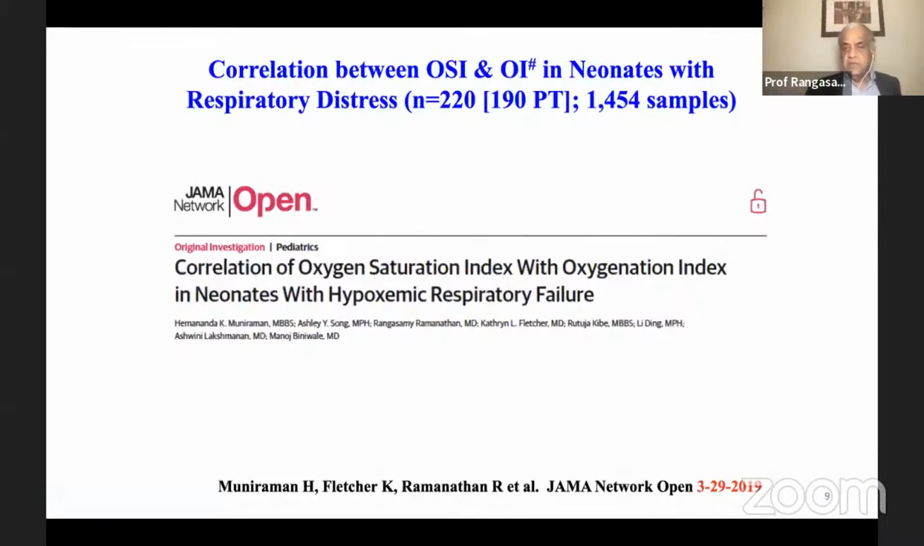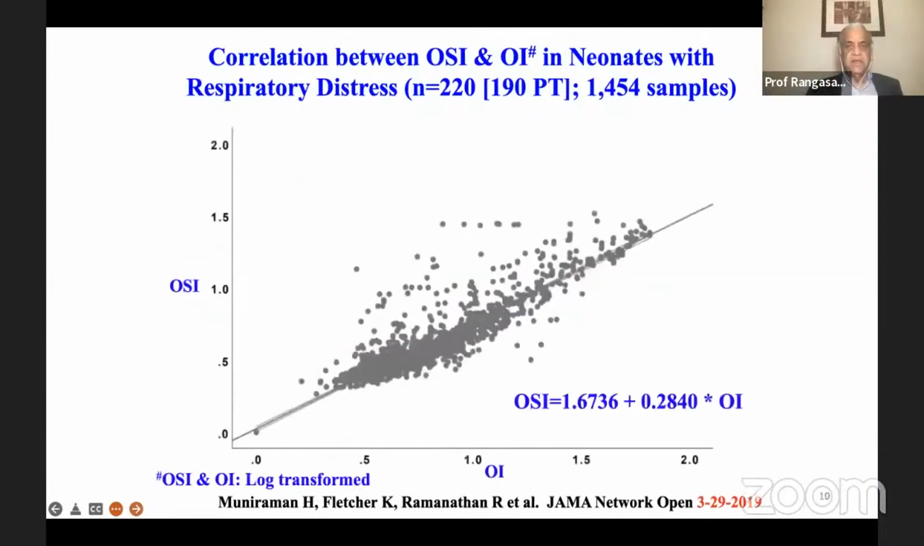So we looked at the correlation between oxygen saturation index and oxygenation index in babies with hypoxemic respiratory failure. One of my former fellows, currently a neonatologist in Phoenix, Dr. Ramanathan Muniraman, and Dr. Bini Wali, my associate, and I published this paper in 2019. We looked at 220 babies, 190 preterm babies, nearly 1,500 samples. Here is the log transformed OSI on the y-axis, OI on the horizontal x-axis, and this is the regression equation. You can see a very good correlation between OI and OSI.